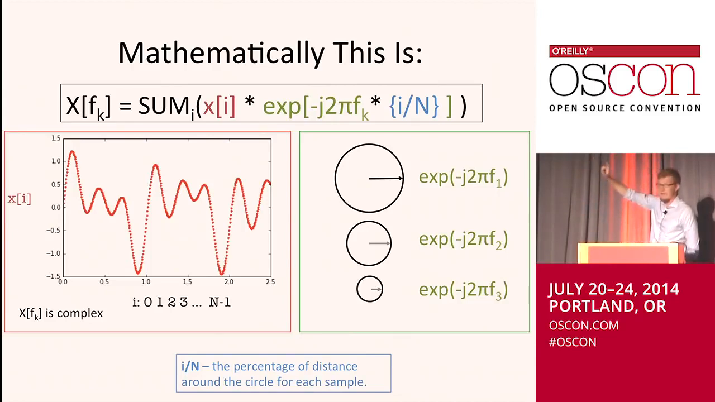And we're taking our data, which is x, shown in red, and we're multiplying it by exp, or e, times j times something, which is the circles. So we're multiplying our data times circles of varying frequencies, and we're summing them together, and then we're shoving it into an array, big X.